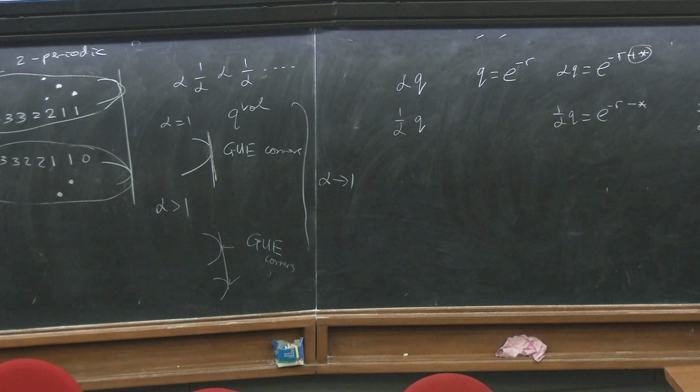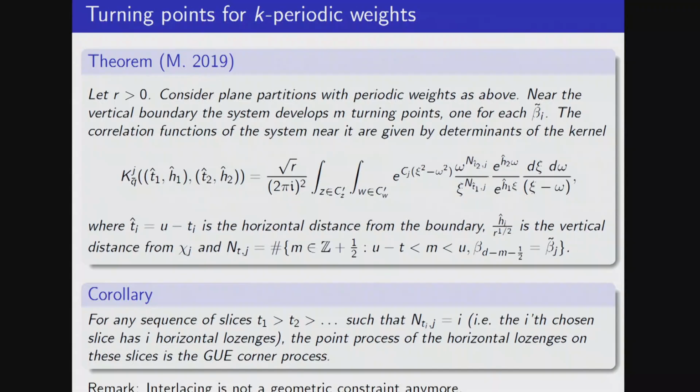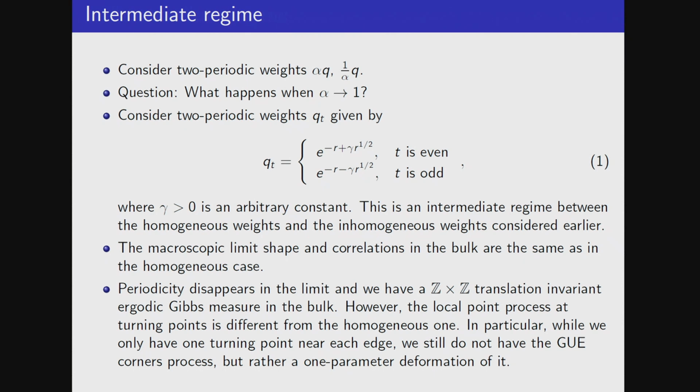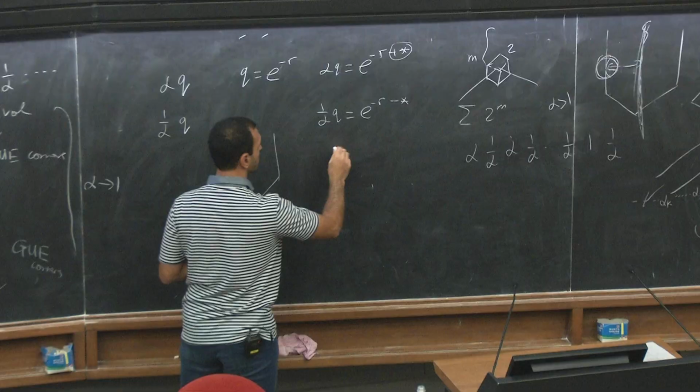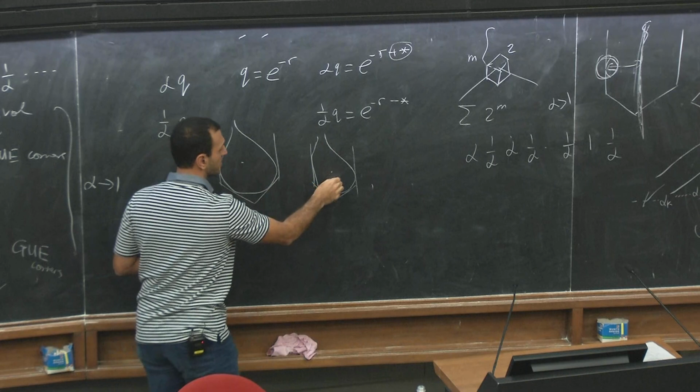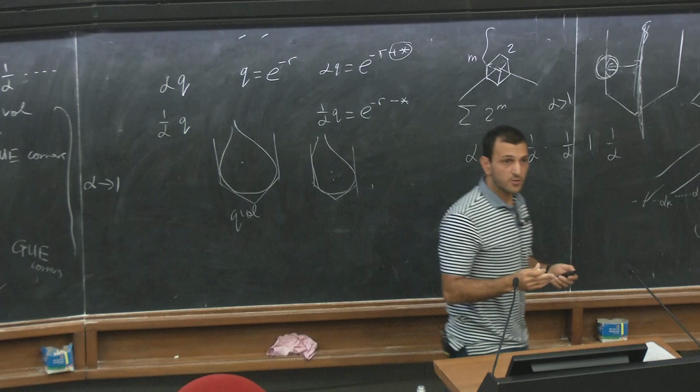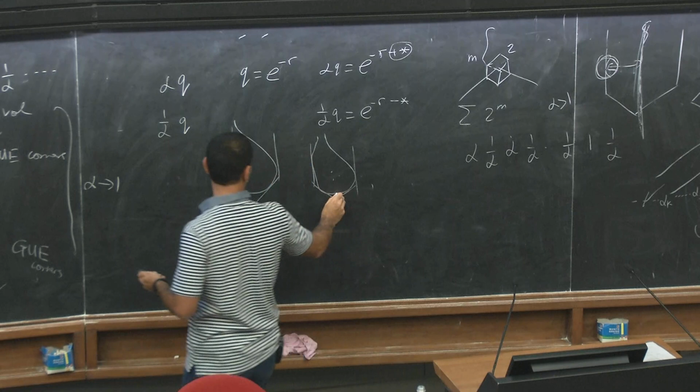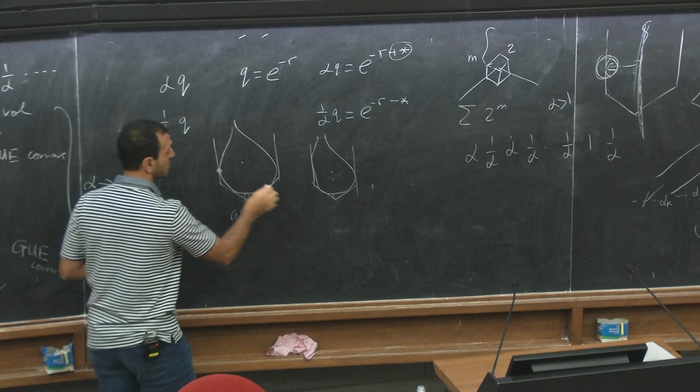So it turns out that there is a phase transition: if this thing goes to 0 like square root of r, so if you take weights like this, then something different happens. If these are your weights, then in the limit, the system behaves exactly like the q to the volume system, the homogeneous system. So if you look at the frozen boundary, it's exactly the same. If you look at the point processes in the bulk, it's the same, whether it's q to the volume or this. So this two periodicity of the weights has completely disappeared everywhere. If you look at the frozen boundary, you will still see the Airy process. Everywhere you don't see this two periodicity except at the turning points.